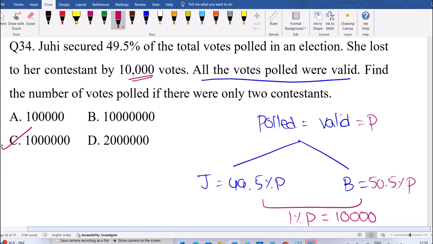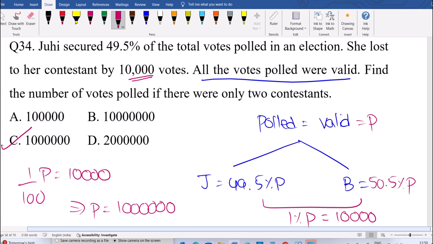Polled is nothing but 1%. 100% means 1 divided by 100 into P equals 10,000. Total polled votes are nothing but 10,000 into 100. We want six zeros because the options are all in terms of 10,000 or 1 lakh, 10 lakh, 1 crore, similar to that. So we need to just look into the number of zeros.